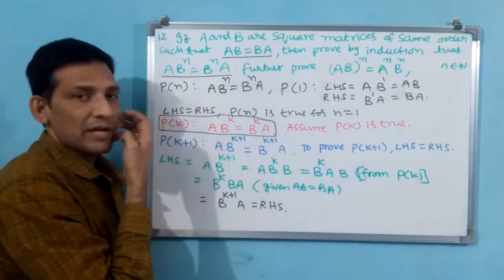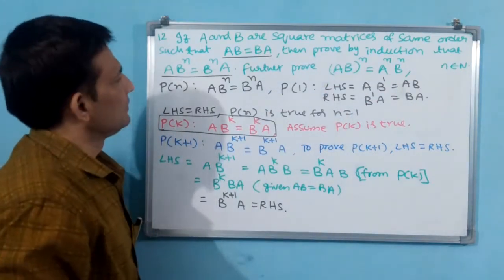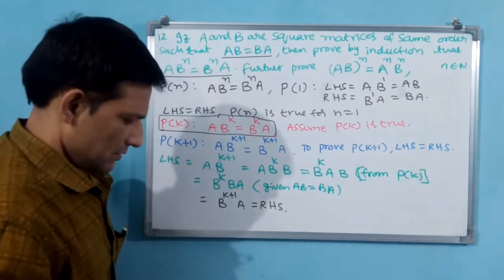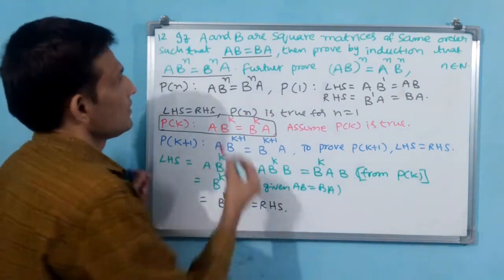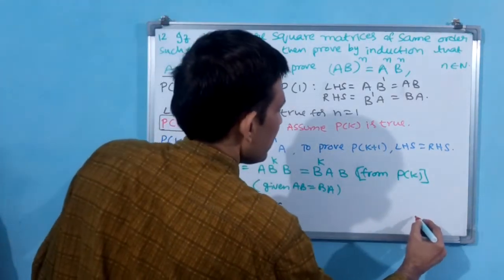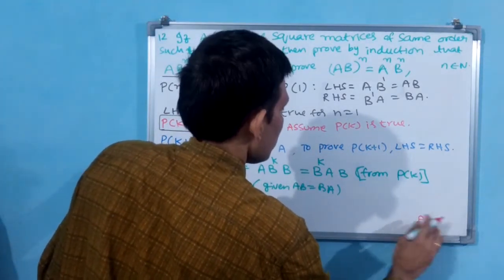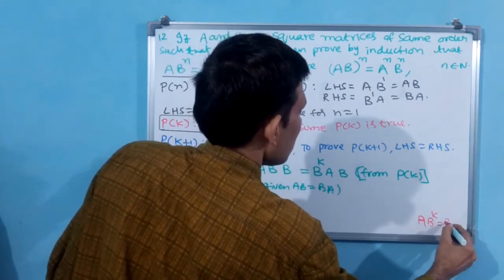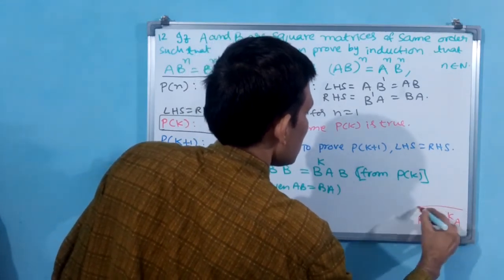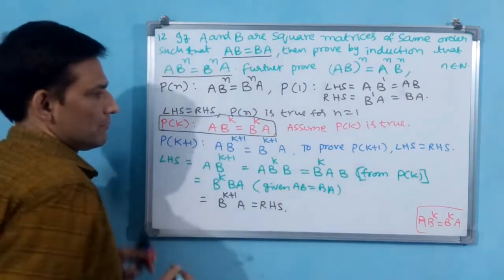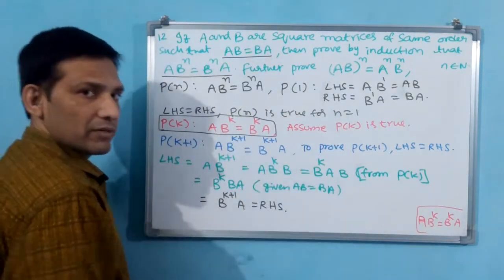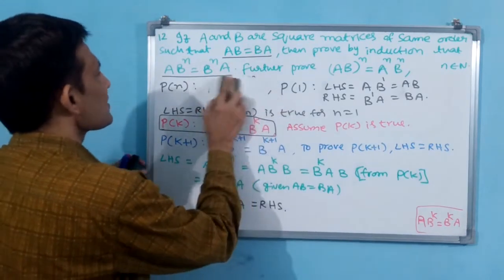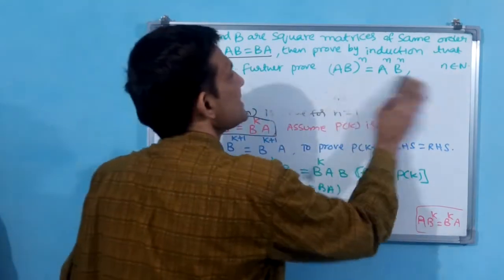Shall I write this side by? Okay, I am writing here. Okay, let us go for the second part. Second part, from here onwards it is going to change. P of n.